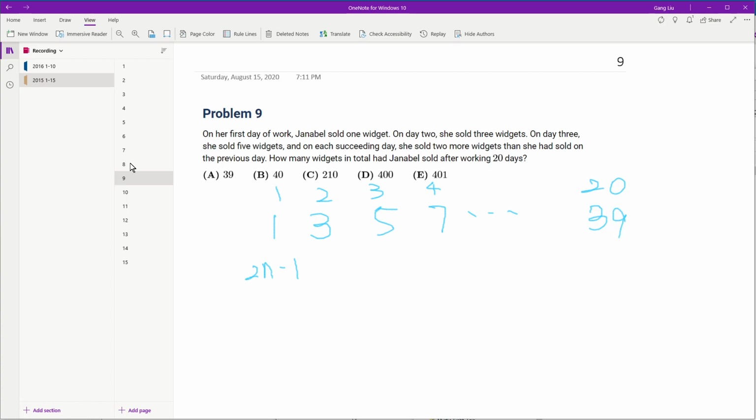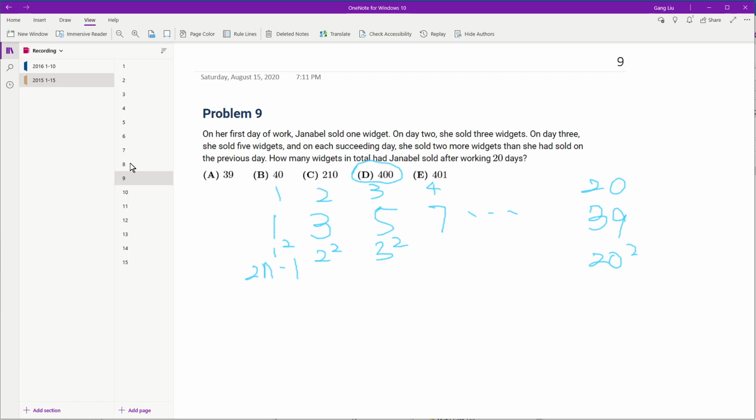And we observe the leading total. That's 1 square, that's 2 square, 1 plus 3 equals 4, and that's 3 square. So following this pattern, it's going to be 20 square on the 20th day. So the answer is 400.